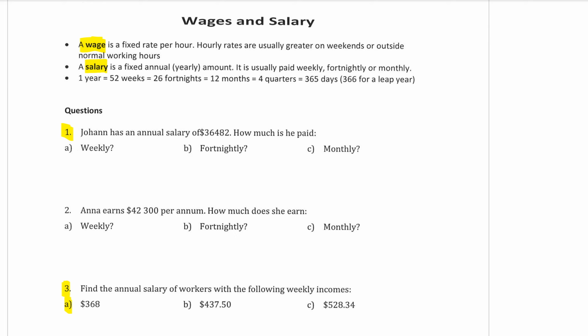To do this topic, you're also going to need to be able to convert between different units of time. So we know that 1 year is 52 weeks, is 26 fortnights, there's 12 months in a year, or 4 quarters, or 365 days for a normal year, 366 for a leap year.